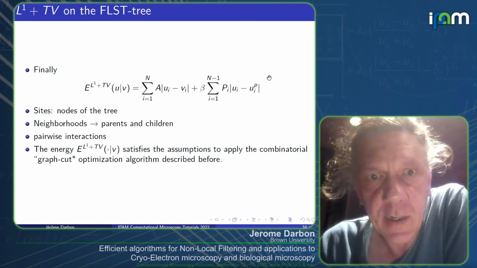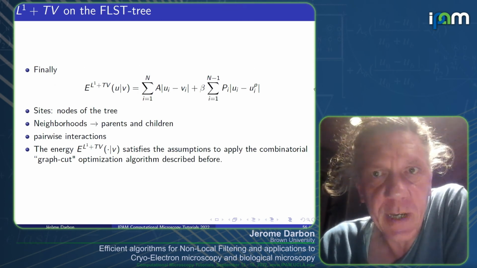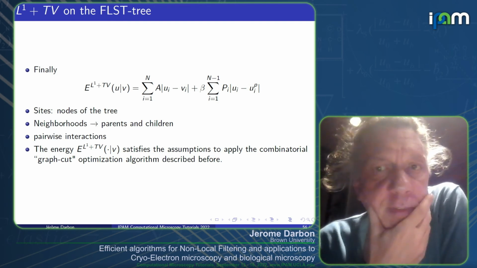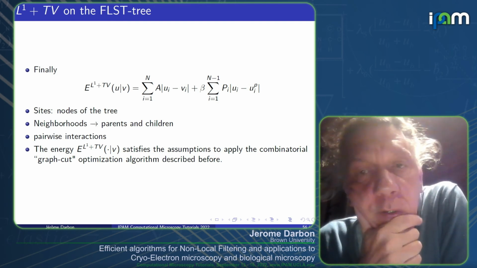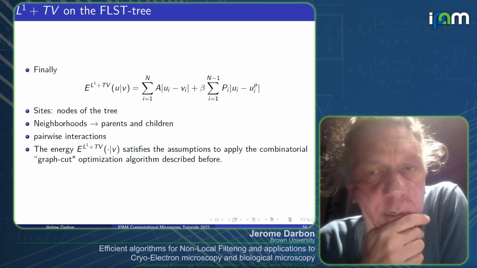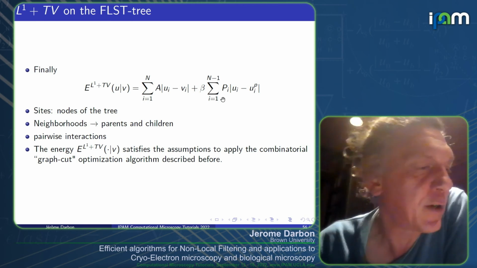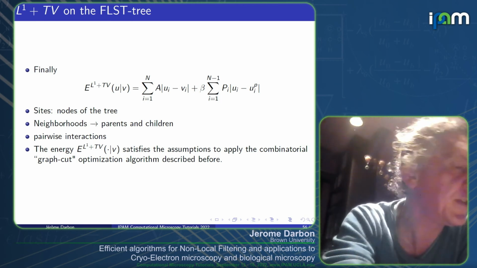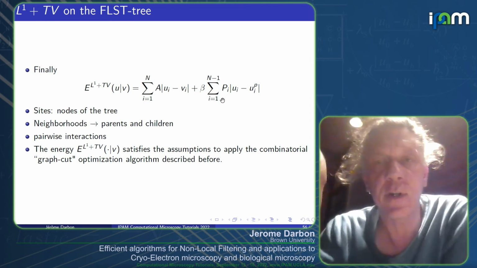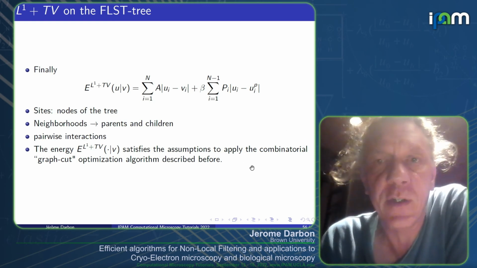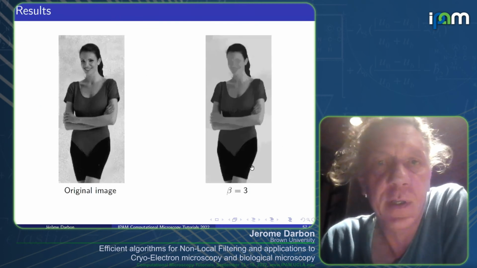And you end up with trying to minimize this optimization problem. And we can reuse the algorithm that I showed for TV, because it doesn't really matter for the combinatorial-based optimization if you have a grid, a tree, or a general graph. The algorithm will work the same way. So it means we can reuse our algorithm.